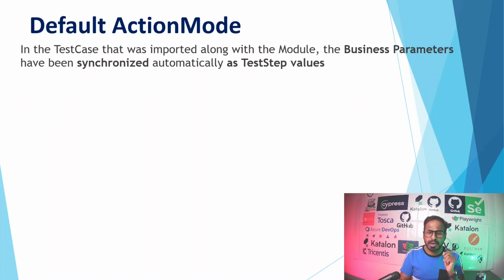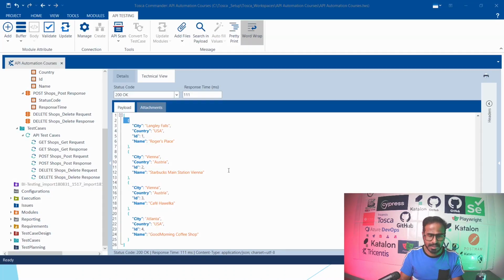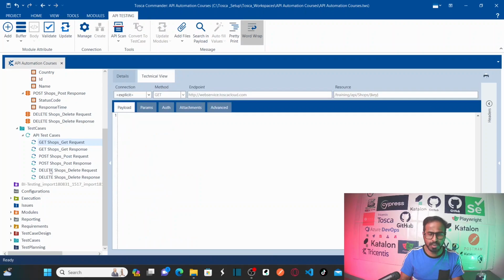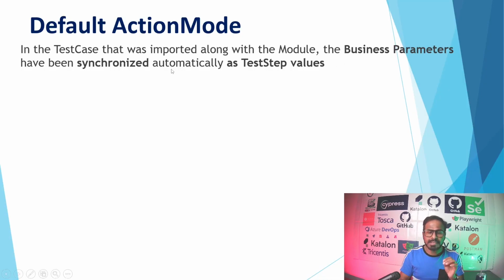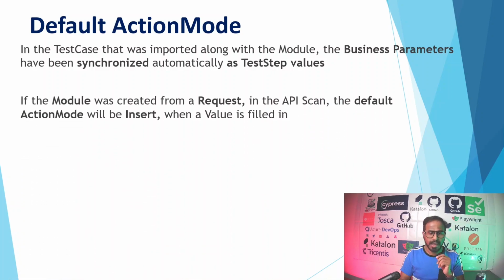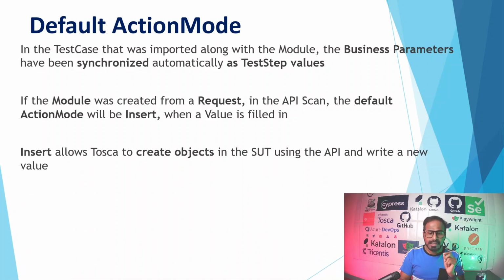And then default action modes. In the test cases that were imported along with the modules, the business parameters have been synchronized automatically as test step values. If the module was created from a request in the API scan, the default action mode will be insert. When a value is filled in, insert allows Tosca to create objects in the system under test using the API, and it writes a new value.